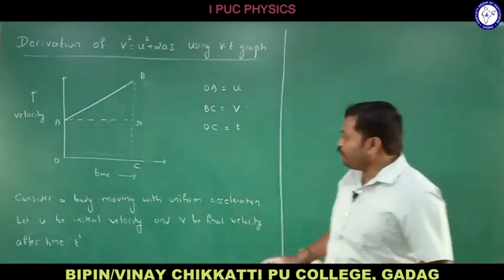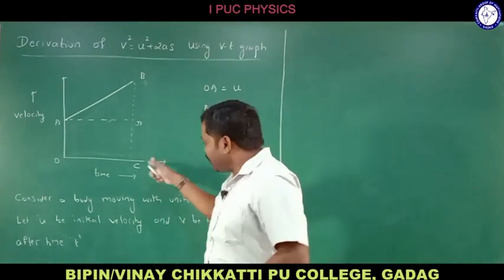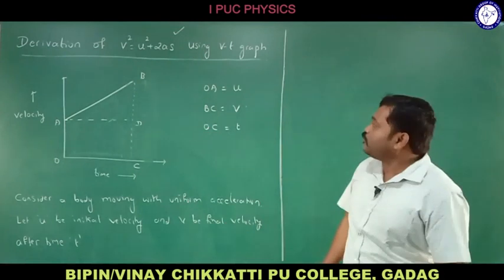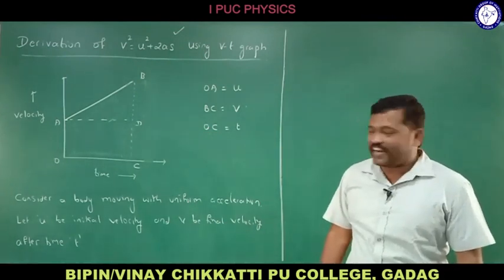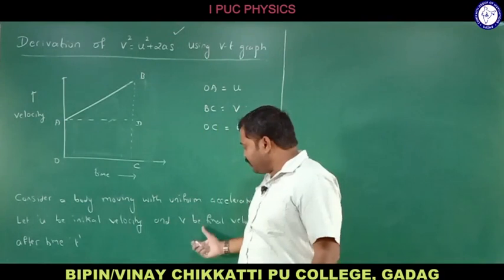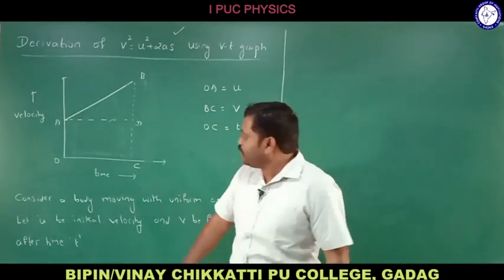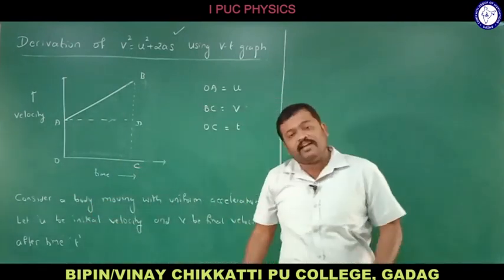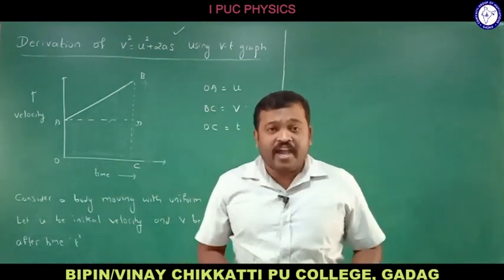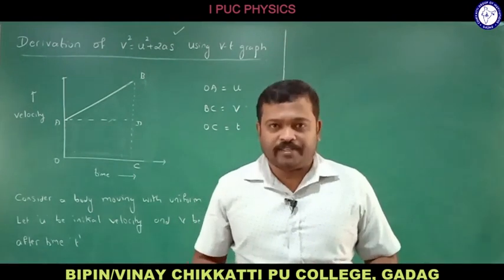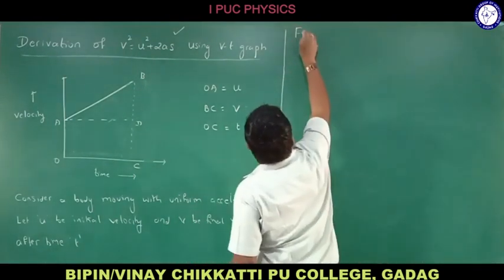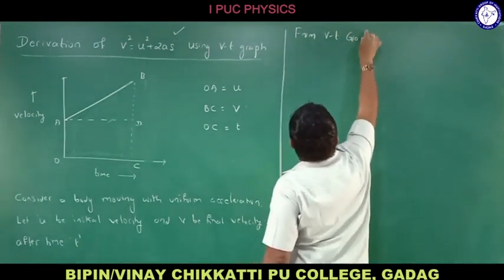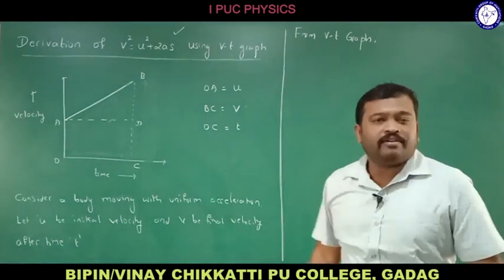Consider a body moving with uniform acceleration, right? Considering this case, I will be deriving v square is equal to u square plus 2as using the VT graph, where u is the initial velocity, v is the final velocity, and time taken is t. So this is initial velocity, this is final velocity, and this is the time I have written here. So we are finding v square is equal to u square plus 2as. Let me use this VT graph and calculate this derivation now here, right?